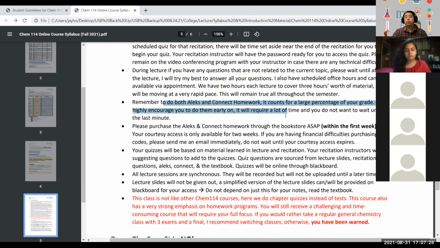Your Alex and Connect homework, that's 40% of your entire grade. You want to do both. I've had students who decided to do only one and not the other. The highest grade they can get in the class is an 80. That's if they get 100% on everything. And I've had students who did neither of the two and then tried doing the quizzes. Even if you got 100% of the quizzes, got 100% of the final, the highest grade you can get is a 60. So you must do your homework in order to pass this class.